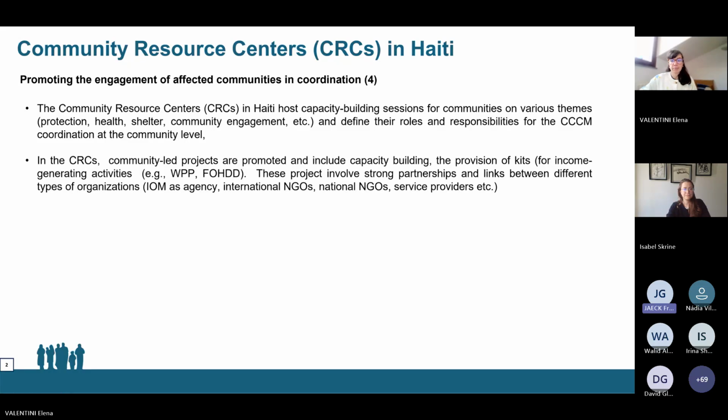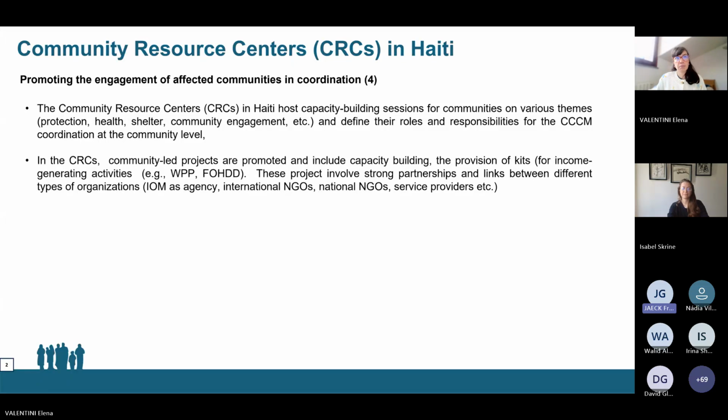In terms of the promotion of engagement of affected communities and coordination, we work a lot with national NGOs and civil society to host capacity building sessions for communities on different themes, whether it's health, shelter, community engagement, protection against violence against women and children, gender-based violence, and so on. We also host a number of community-led projects, and I'm sure a lot of people here are also implementing these projects.